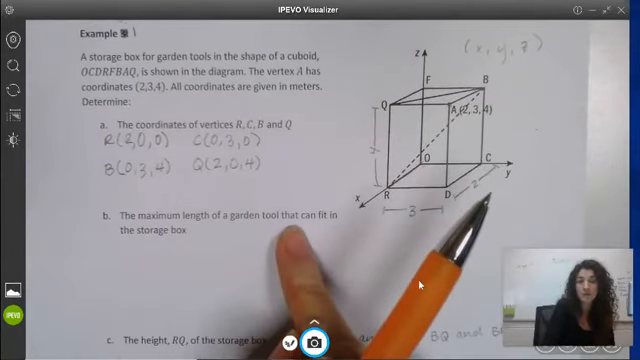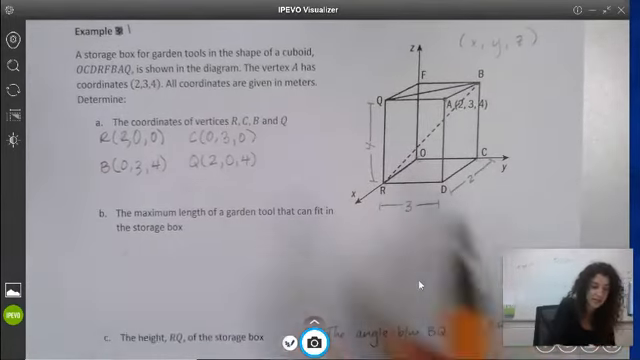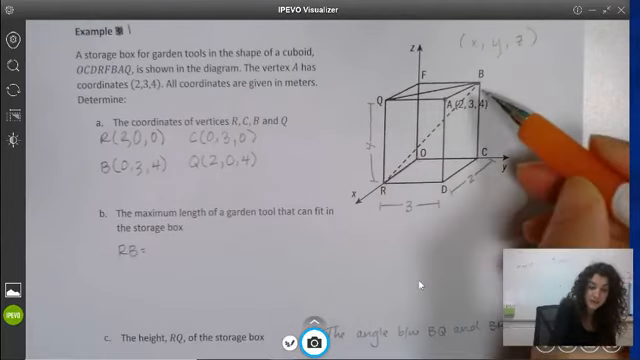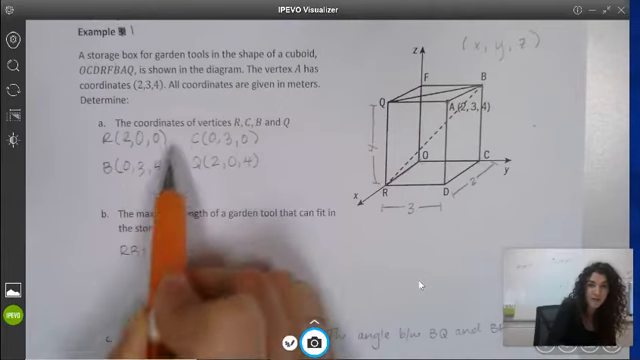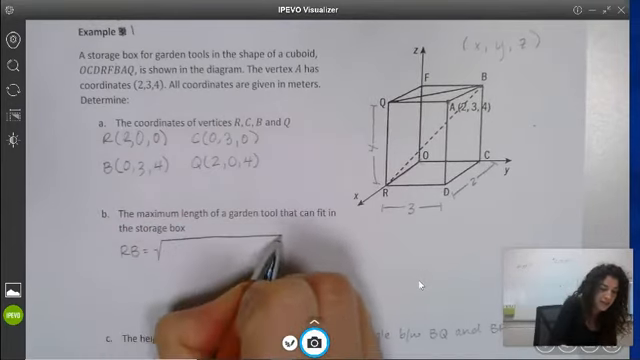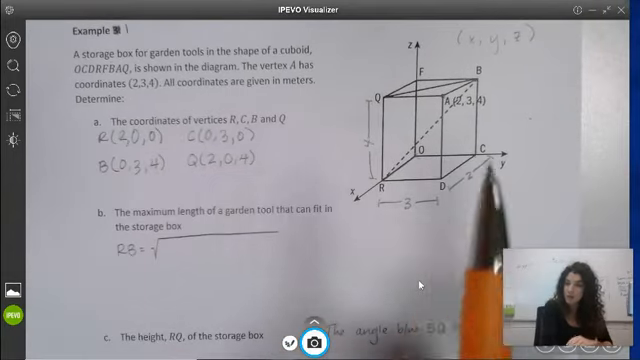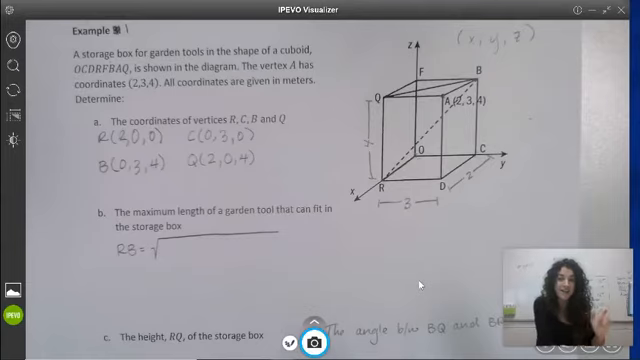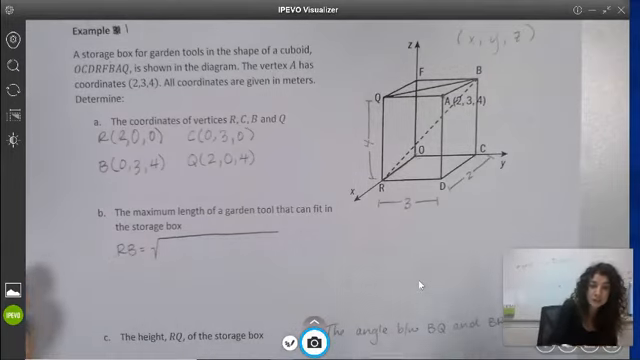So the largest garden tool that we can fit in the storage box is going to be that distance, the distance of RB. Thankfully, we have the coordinates of both R and B. We found them up here. IB is really great about that: you almost always use the previous problem in order to solve the next one. They're giving you little hints of, okay, this is kind of how you would solve it.